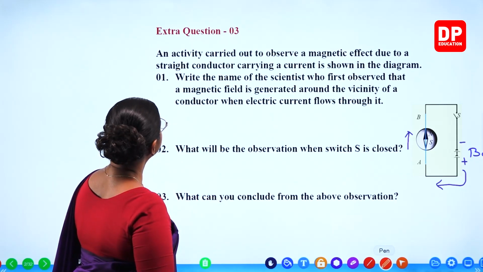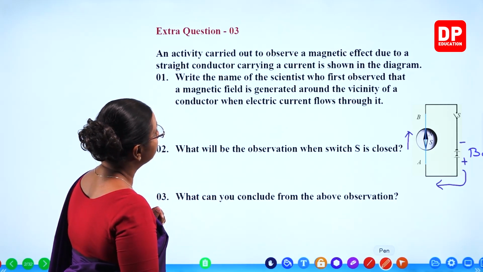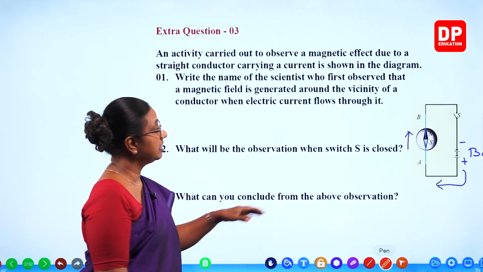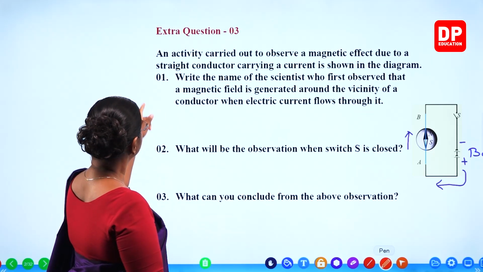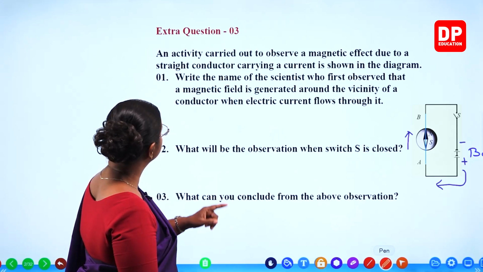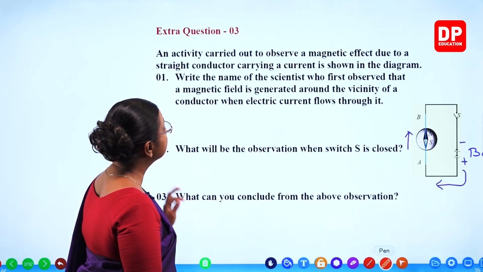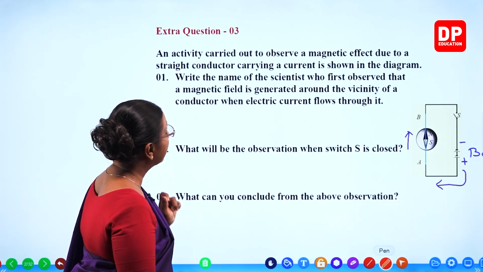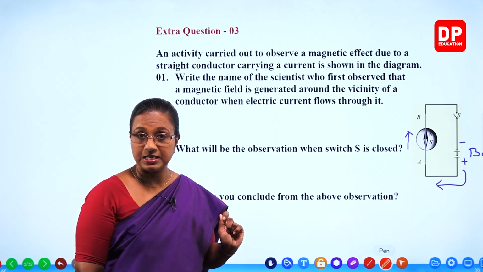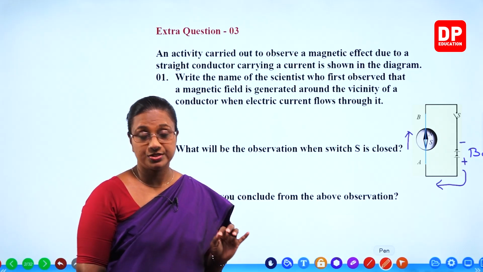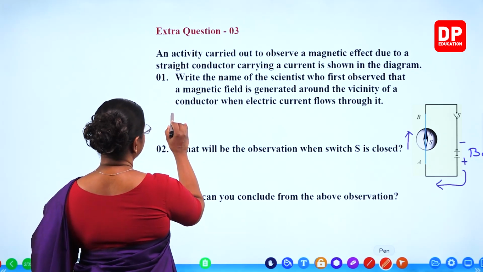the introduction is: an activity carried out to observe a magnetic effect due to a straight conductor carrying a current is shown in the diagram. The first part: write the name of the scientist who first observed that a magnetic field is generated around the vicinity of a conductor when electric current flows through it. So that is, I told you all, Hans Christian Ørsted. So you have to write that name.